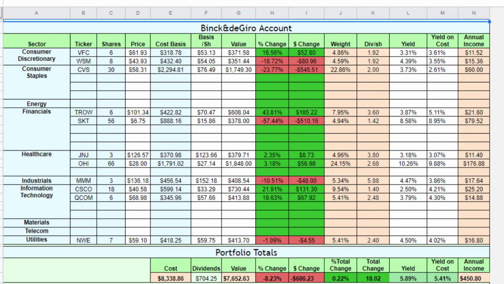Then a quick overview of my portfolios in Bink and Giro combined, in Google Sheets. Cost of my portfolio is $8.3 thousand. Dividends so far, excluding March, are $704. The value right now is at $7,600, which is a minus 8% change compared to the cost, minus almost $700. Including dividends, it's now at a very nice 0.22% increase and an $18 increase. My portfolio yield is 5.9. Yield on cost is 5.41 and annual income is $450.